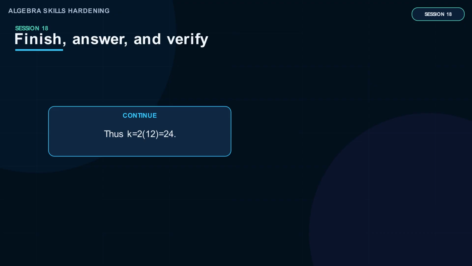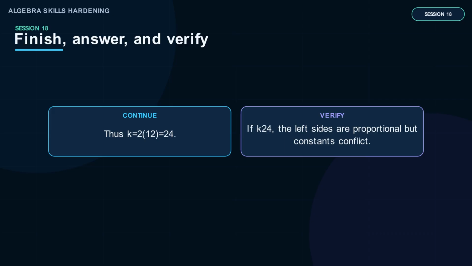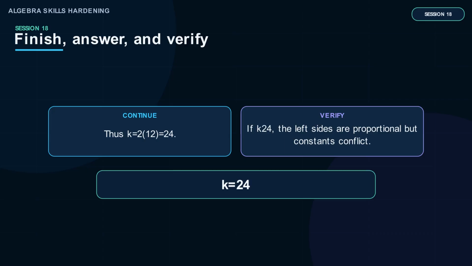Thus k equals 2 times 12, which is 24. State what the transformed line tells you. Complete the argument. If k is not 24, the left sides are proportional but the constants conflict. This is part of the solution, not decoration. The final answer is k equals 24.